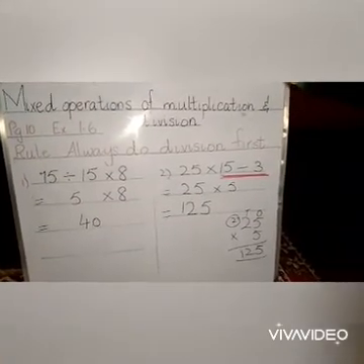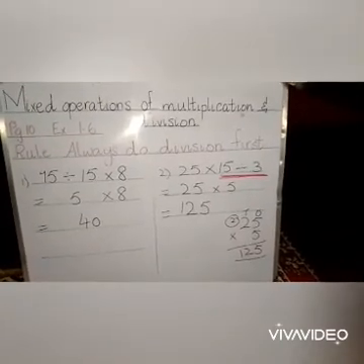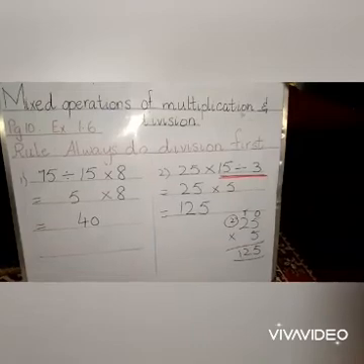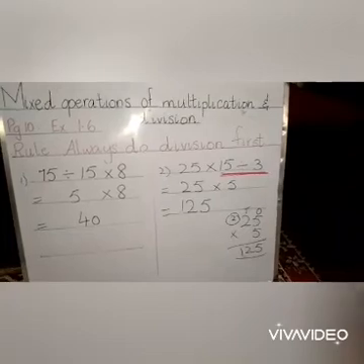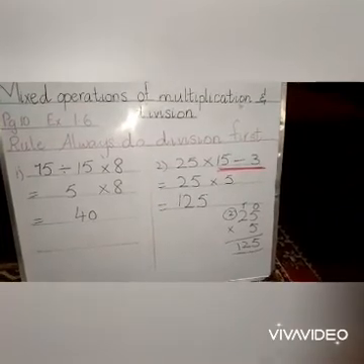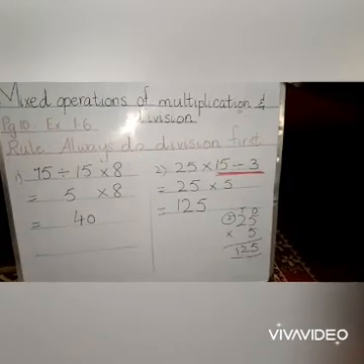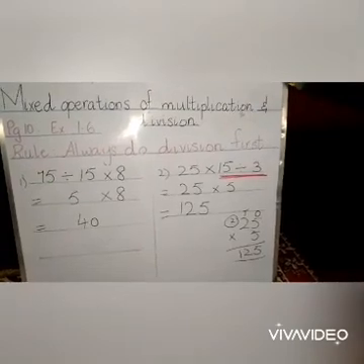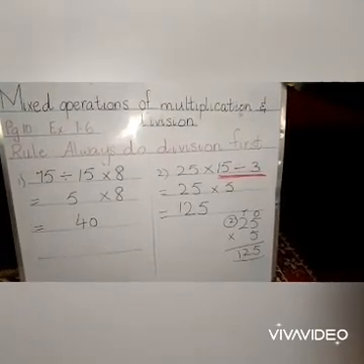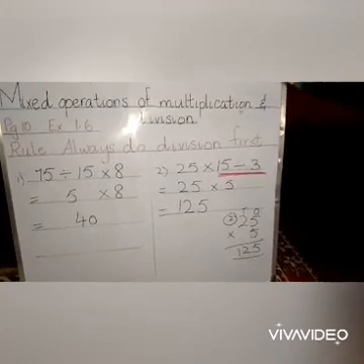So the rule says whenever mixed operations of multiplication and division are given together, we always take division first and then we multiply. If you look at both the examples, we have done division first, whether it was given in the first place or whether it was given in the second part of the question. First we have divided and then we have multiplied the numbers. So keep in mind, whenever we have multiplication and division, we always divide first.